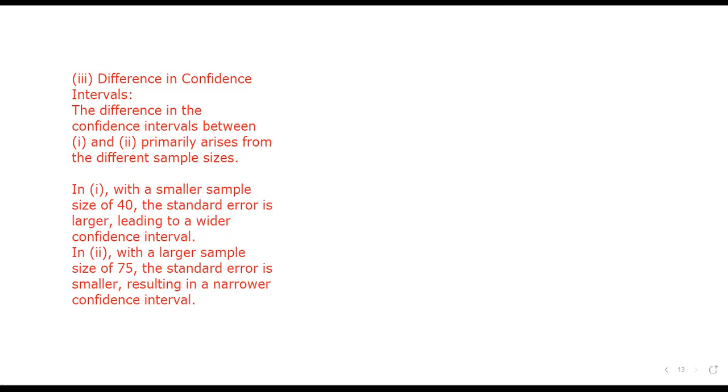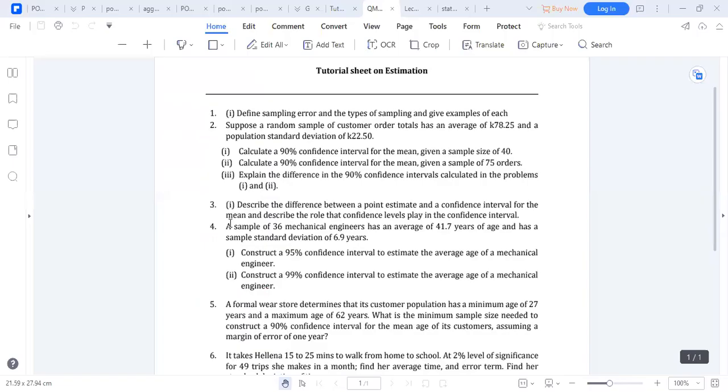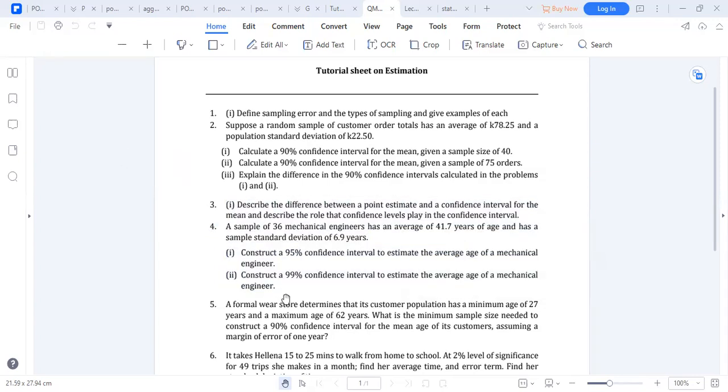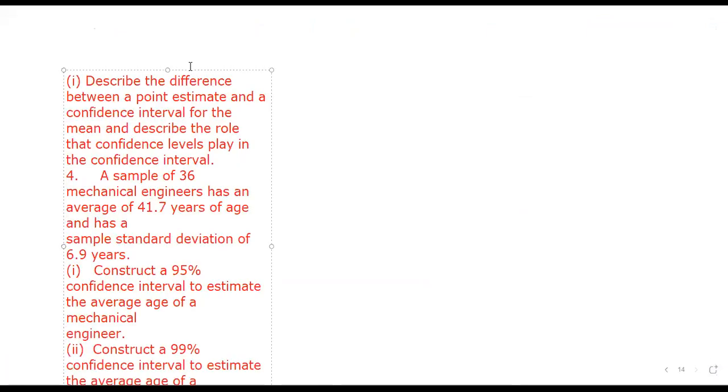Okay, then we go to the other question. What's the difference between a point estimate and the confidence interval? What role do they play? Anyone, from your own local understanding, what's the difference between the confidence interval and the point estimate?